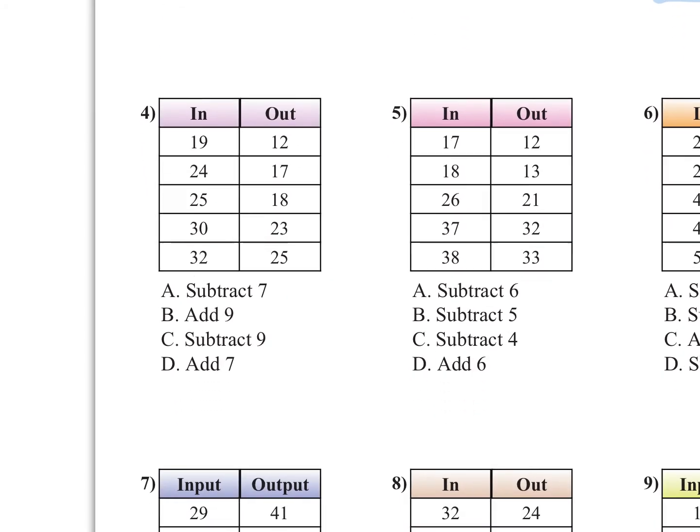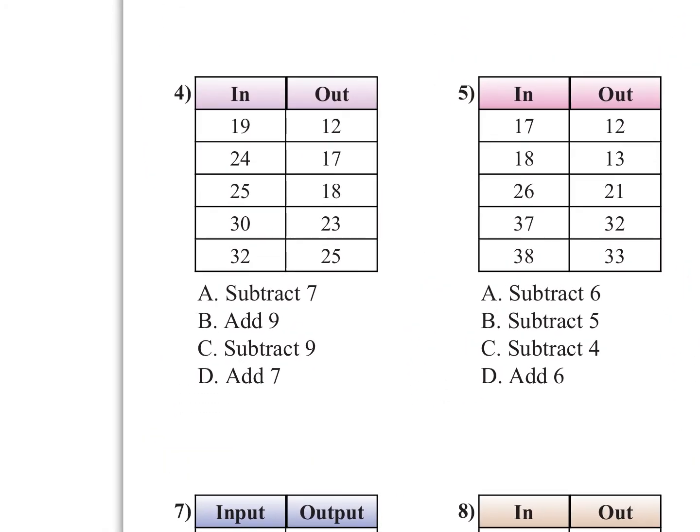Okay, let's go to this one, where we are going 19 down to 12. 24 down to 17, 25 down to 18. We're subtracting every time, but how much? Are we subtracting 7 or are we subtracting 9? It looks to me 19 take away 7 would be 12. 24 take away 7 would be 17. So it looks like we are subtracting 7 every time.